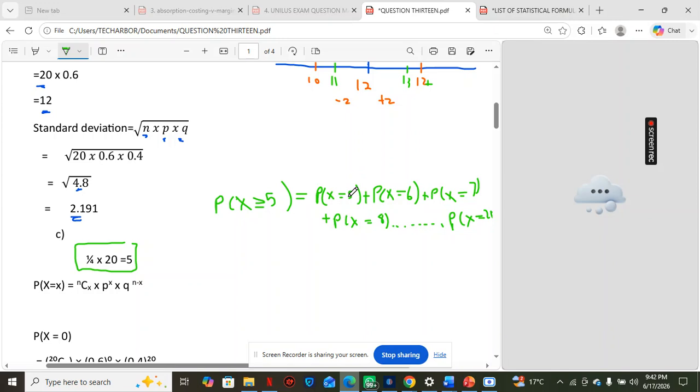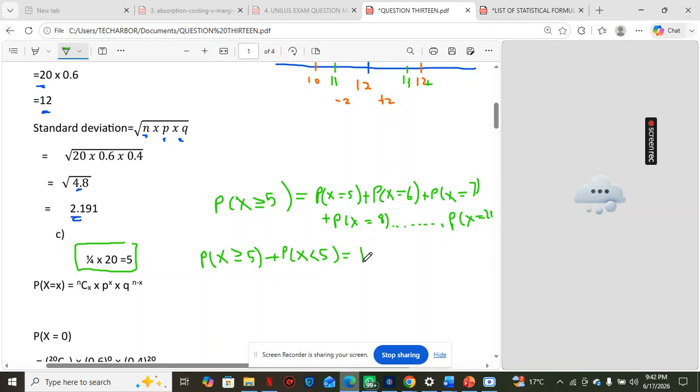Okay, so this is the shortcut that you can do, so that you avoid doing all of that work. All right, you're going to say, okay, because remember, probabilities always add up to 1. So I'm going to say the probability that at least 5 students prefer working in the banking industry plus the probability that less than 5 students prefer working in the banking industry equals 1.